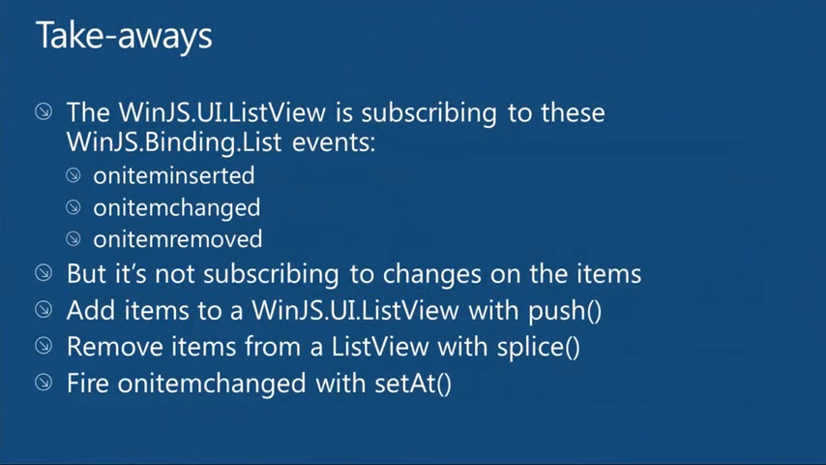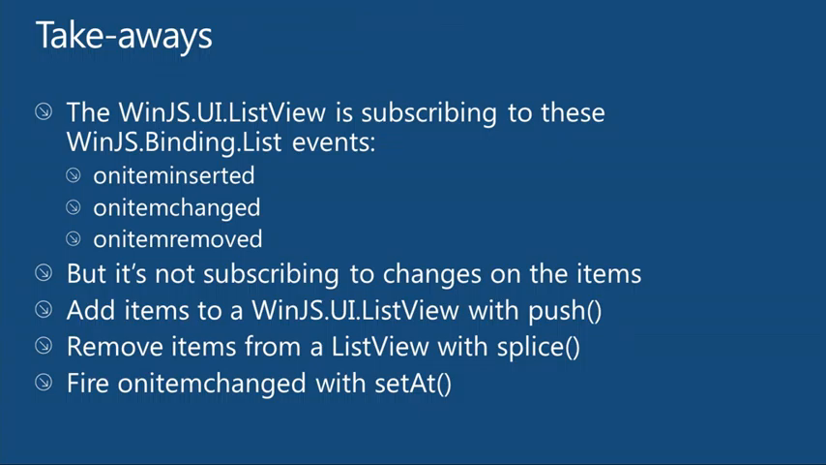So the list view is subscribing to on item inserted, on item changed, on item removed, and on item mutated. On item mutated, I believe, is when you're dealing with a list that isn't so much complex objects like the ones we're dealing with now, but just strings. I believe that would fire on item mutated instead of on item changed, just a different event.